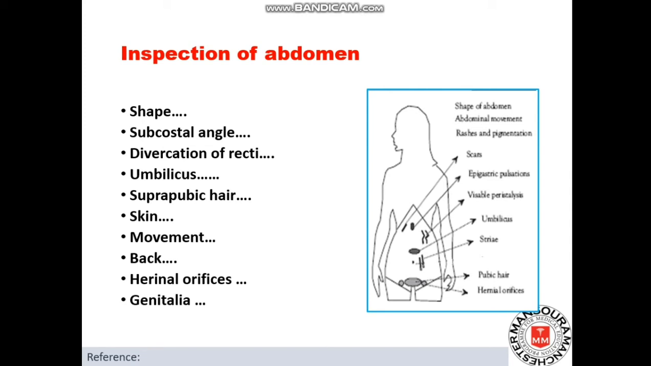Movement of the abdomen is normal; when this movement is restricted, it means there is acute abdomen or pain in the abdomen. The hernial orifices are the epigastric region, umbilical region, and inguinal region. When examined while the patient is standing, it shows whether a hernia is present or not, and the genitalia must be examined for presence of testicular masses, and so on.